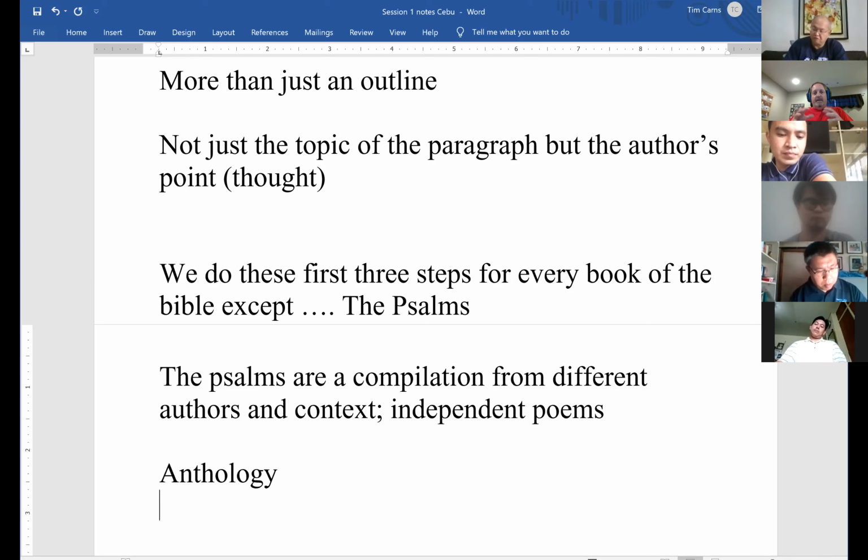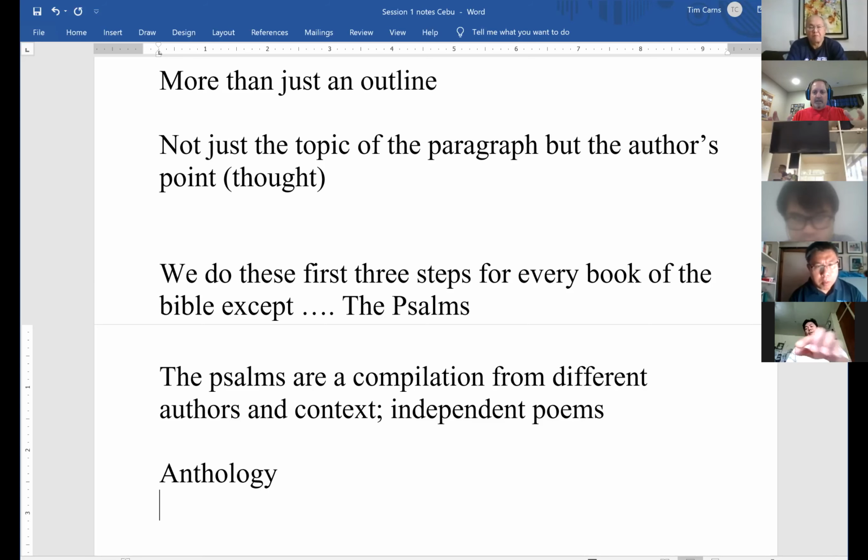Every poem has its own occasion, its own purpose, its own flow of thought, its own historical background, because each poem is independent. Even David's poems, half of the Psalms are written by David, but they're written at different times in his life, in different situations, and sometimes with a different audience in mind.